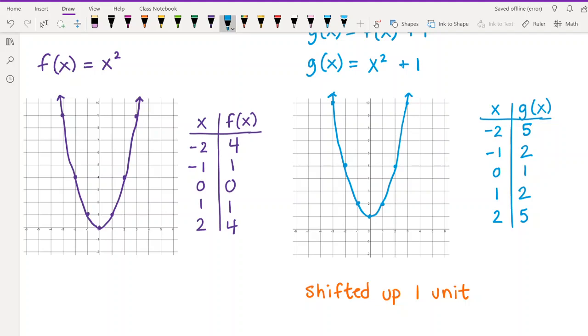And so how could we make sense of why did that happen? You know, what is it about this transformation that caused the graph to shift up 1 unit? Why didn't it go right by 1 or down by 1? Why was it that it specifically went up by 1?